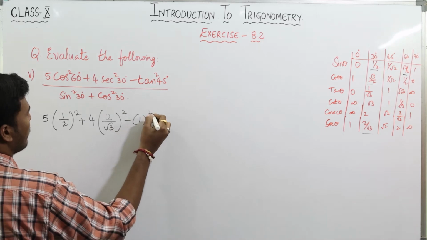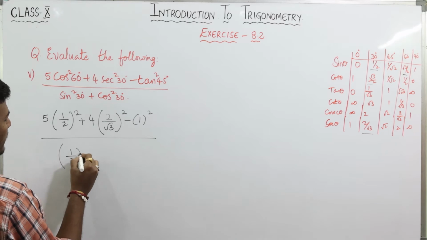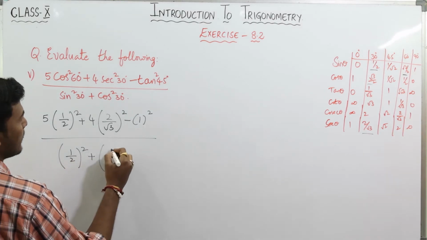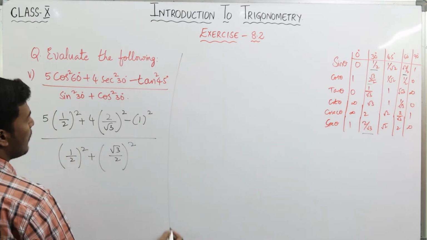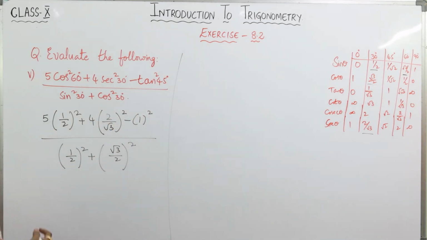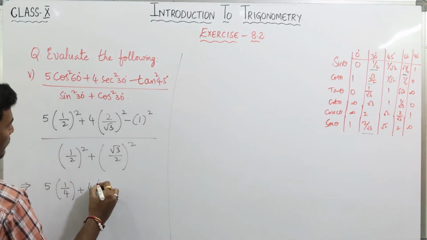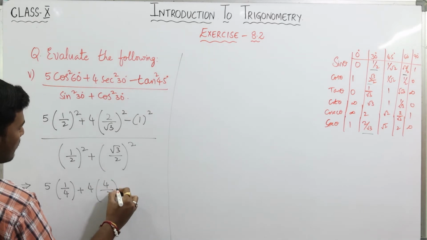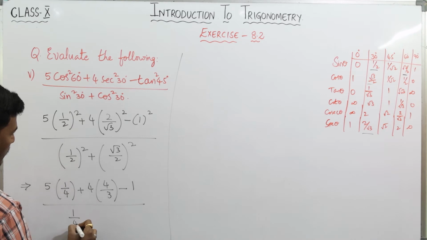minus tan square 45 is 1 square, by sin square 30 degrees is 1 by 2 whole square plus cos square 30 degrees is root 3 by 2 whole square. Okay, these are all values from the table. Now it will become, this implies 5 into 1 by 4 plus 4 into 4 by 3 minus 1, divided by 1 by 4 plus 3 by 4.